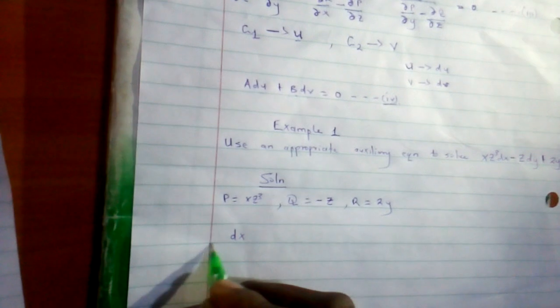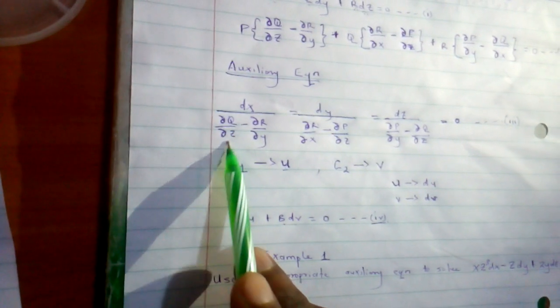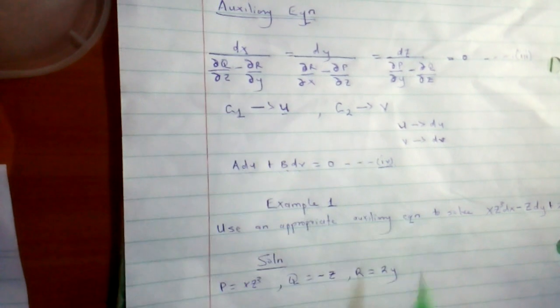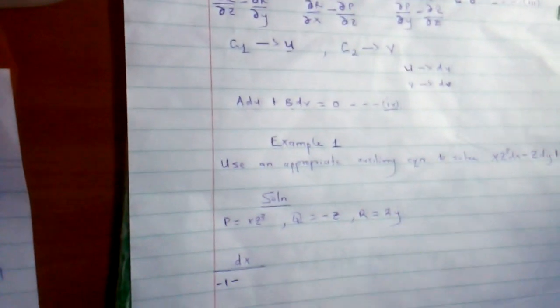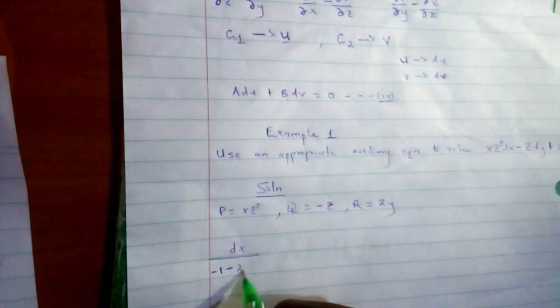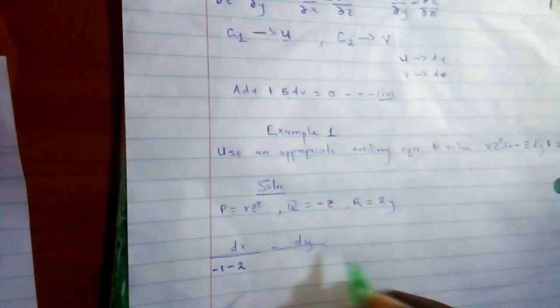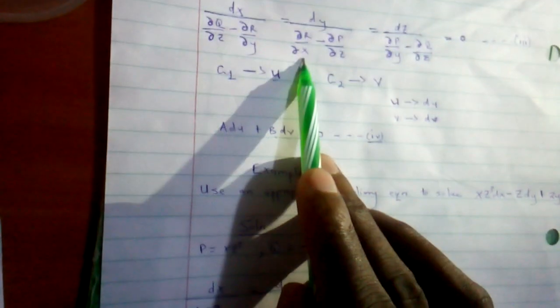We're going to solve the given PDE taking the first one, that is dx over partial Q with respect to Z. What is our Q? This here. With respect to Z, it will be negative 1, minus partial R with respect to Y. What is our R? R is here. If we differentiate it, it will be 2. We equate this one to dy over partial R with respect to X.